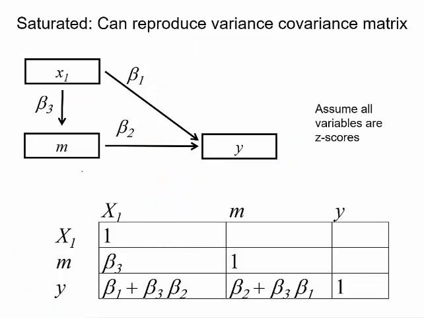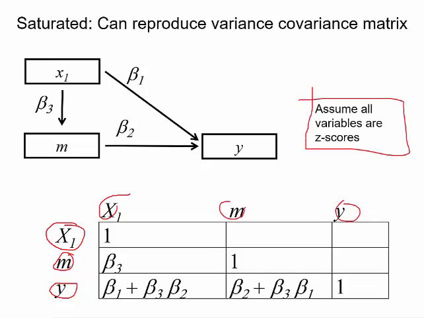So if I have this model, I need to get a variance-covariance matrix. It's going to be a 3 by 3 because I have three variables, x1, my mediator, and y. And if I assume all variables are z-scores prior to analysis, then every variable will have a standard deviation of 1, and the squared standard deviation, the variance, will also be 1. So I'll just put 1s on the diagonal, because all my variances are 1.